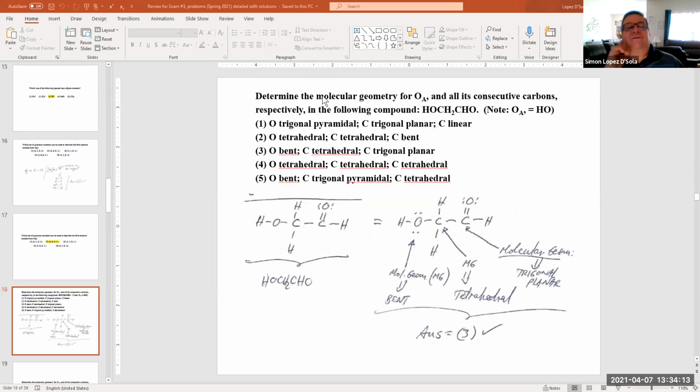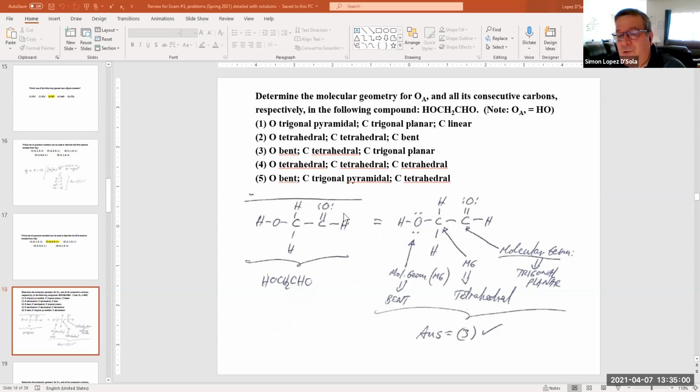Okay, now let's consider the next. Determine the molecular geometry of oxygen A and all its consecutive carbons, respectively, in the following compounds. So we have this compound: HO, CH2, and CHO. Note oxygen A, which is the label, is the HO. So in this case, we need to determine the molecular geometry for this first oxygen, for the second carbon, and for the next carbon, from left to right. So we have different choices, but we'll need to do the exercise.